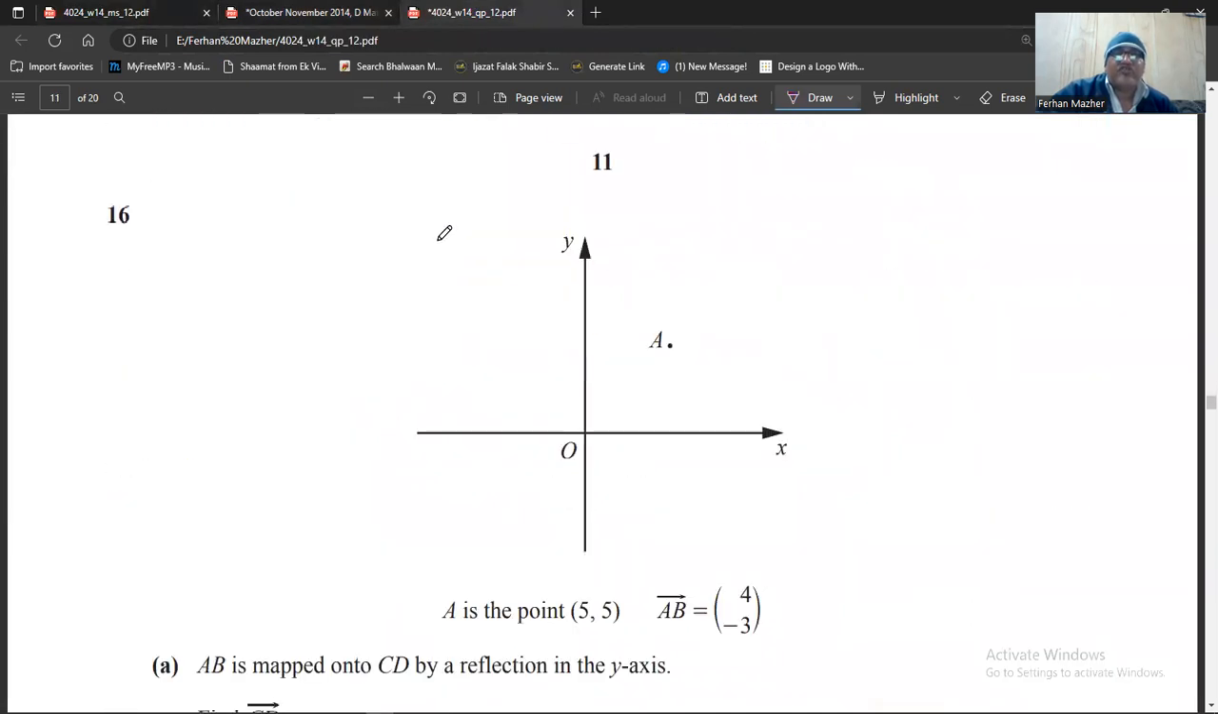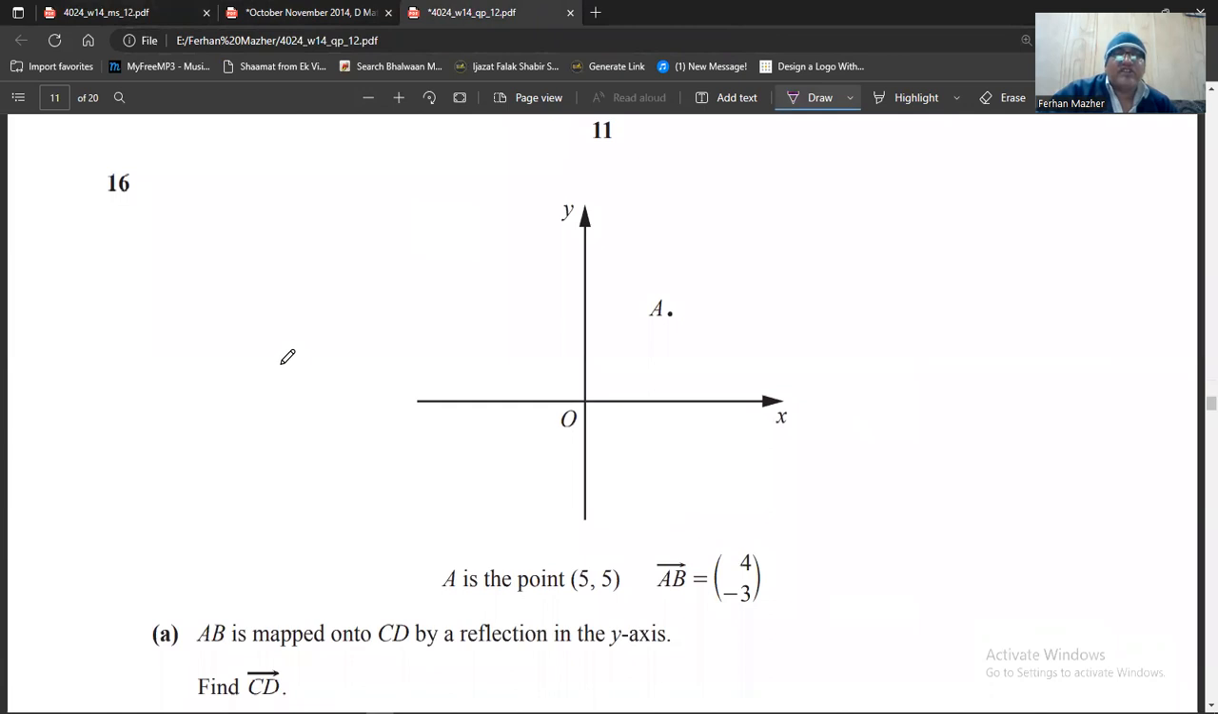The next question is question number 16. The question says A is 5, 5, and AB is 4, minus 3. Okay, so from here, go 4 steps forward, 3 steps down. So the B will be here somewhere, and the coordinates of B will be 9, 2.